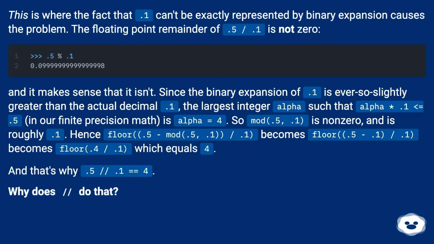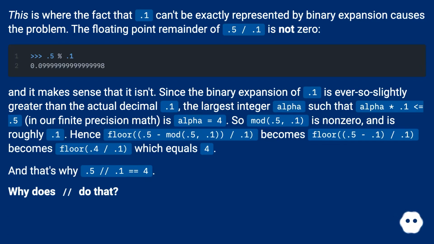Since the binary expansion of .1 is ever so slightly greater than the actual decimal .1, the largest integer alpha such that alpha*.1 is lower than or equal to .5, in our finite precision math, is alpha equals 4. So mod(.5, .1) is non-zero, and is roughly .1. Hence floor((.5 - mod(.5, .1))/.1) becomes floor((.5 - .1)/.1), which becomes floor(.4/.1), which equals 4. And that's why .5//.1 equals 4.